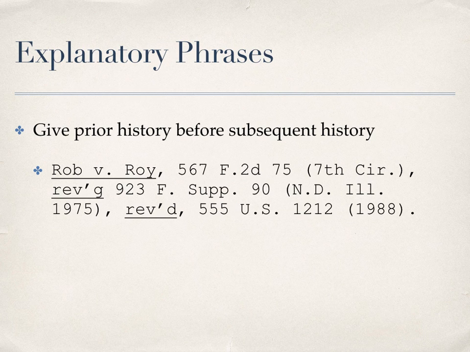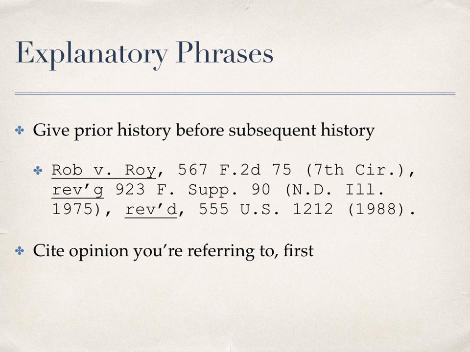Note, I also then put the subsequent history from our last example after the prior history. So I noted that U.S. Supreme Court case last. Prior always comes before subsequent history. Always cite to the opinion you're referring to in the text first.